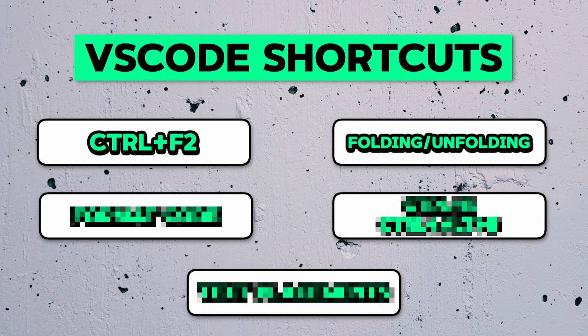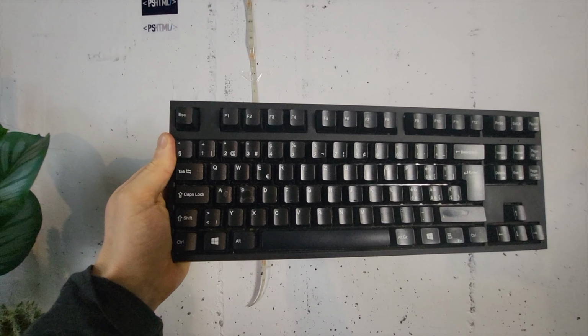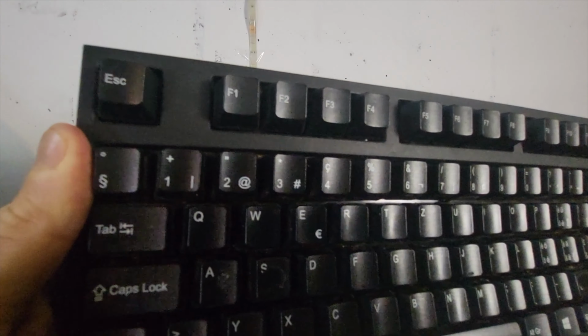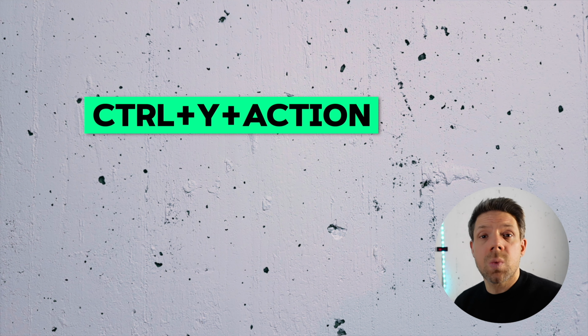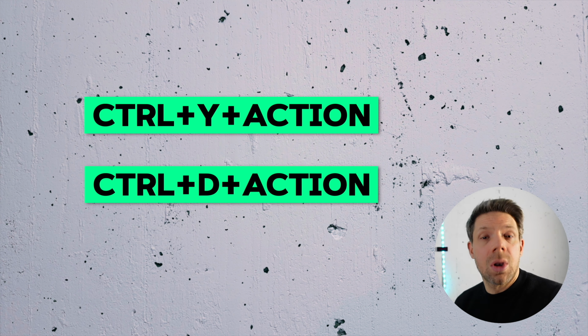Shortcut number 2, folding, unfolding. Now this one is so powerful. My keyboard layout is a little bit different. I personally am using an AZERTY keyboard, which is obviously not a QWERTY. I have created my own custom shortcuts simply because the ones that were suggested by default in VS Code were not very handy for me on the keyboard. I use Control plus Y to open a folded section and Control D to close a section.